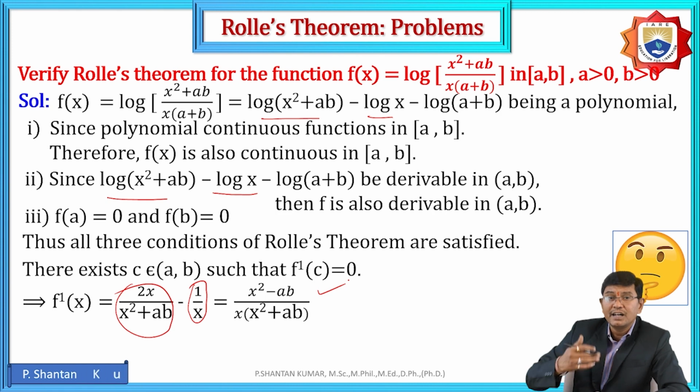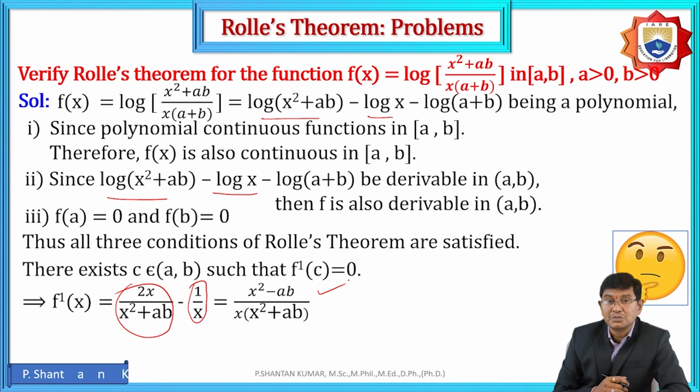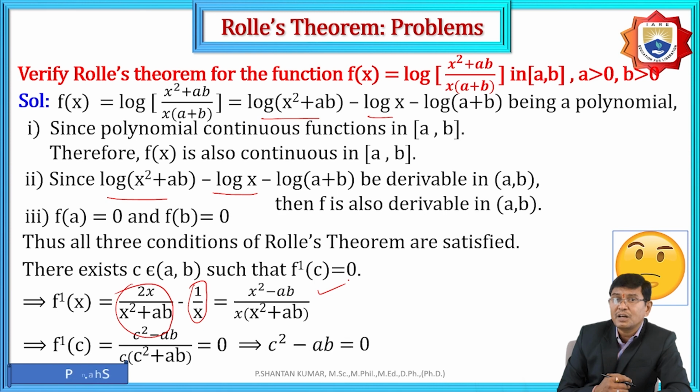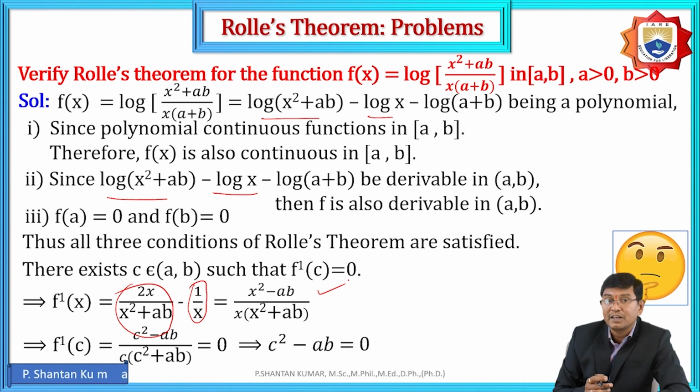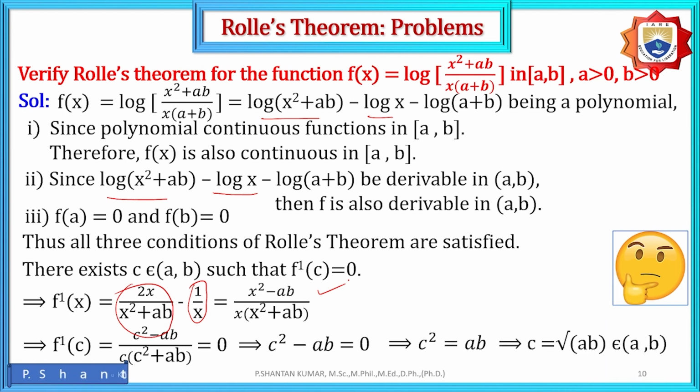And here f dash of c is equal to 0. That means we replace x with c and equate the numerator to 0. That means c squared minus ab is equal to 0, which is f dash of c equal to 0. Equating this, c is equal to the square root of ab. That means the square root of ab should belong to (a, b). By taking any finite values, you clearly get that the square root of ab lies in between a and b.